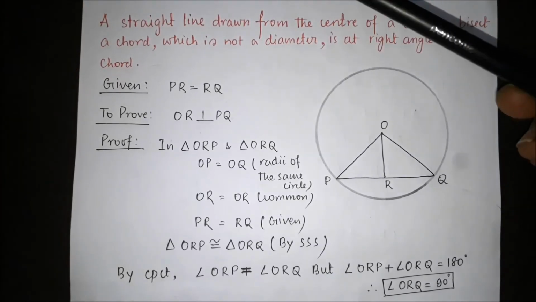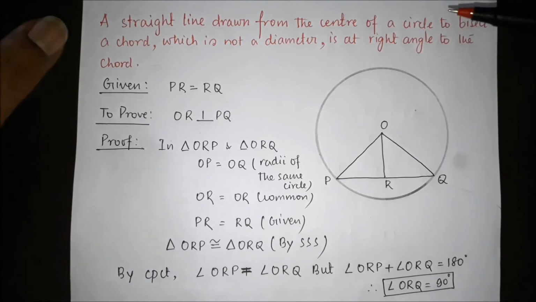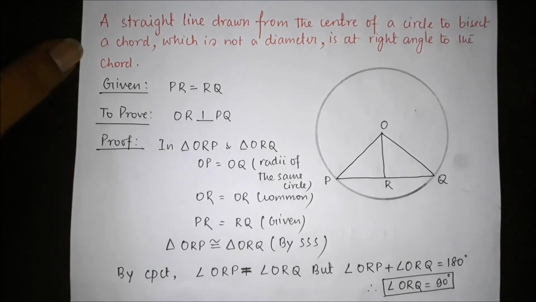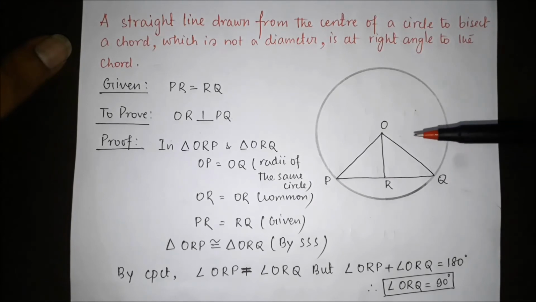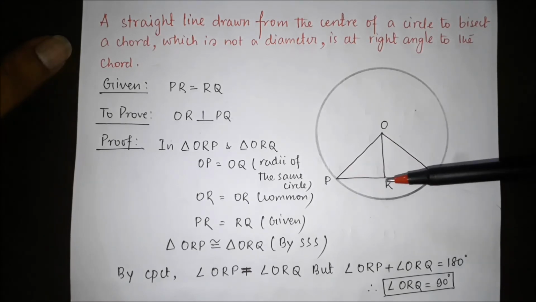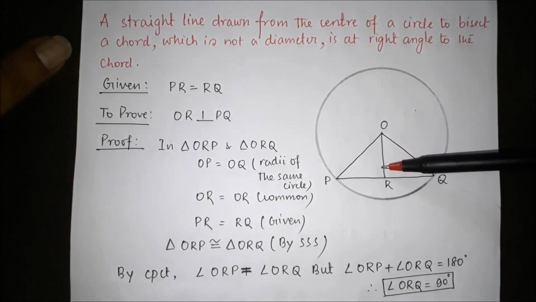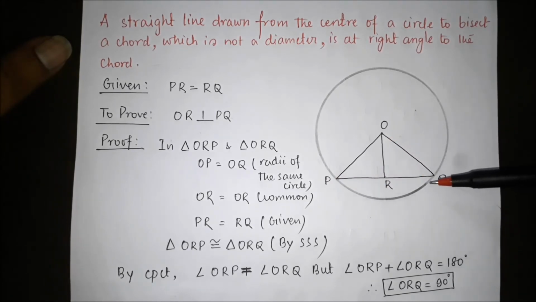This is our first theorem. A straight line drawn from the center of a circle to bisect a chord which is not a diameter is at right angle to the chord. In simple language, there is a chord PQ, and a line is drawn from the center which bisects the chord. That means PR is equal to RQ. If the line drawn from the center bisects the chord, then it should be perpendicular to the chord. That means we need to prove that OR is perpendicular to PQ.